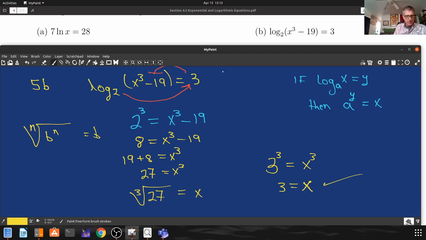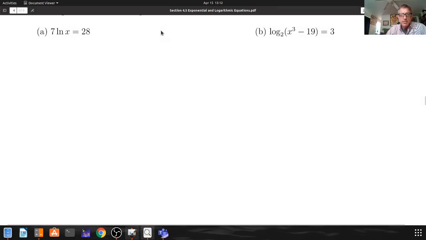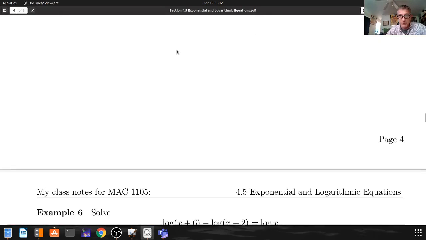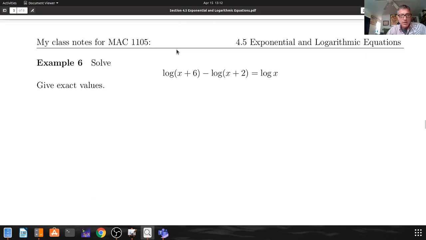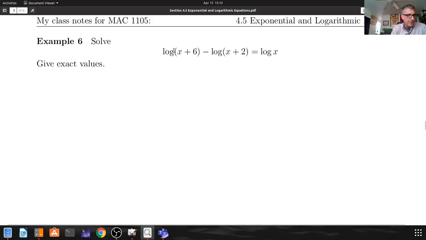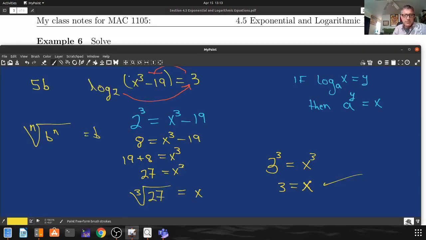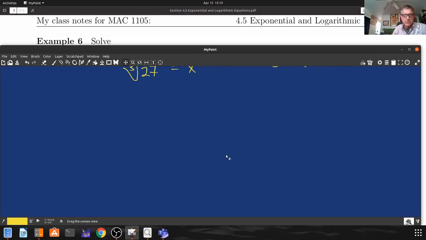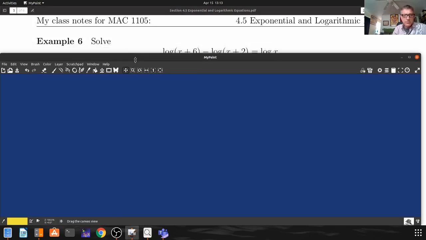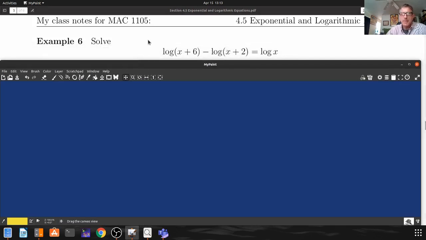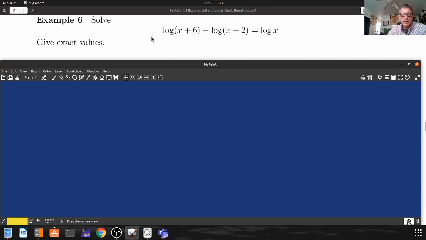Okay, so now we're on several examples. None of them are really difficult, but again, we are using the logarithmic properties to solve these. Here we want exact values as well, so here we're going to use a property.